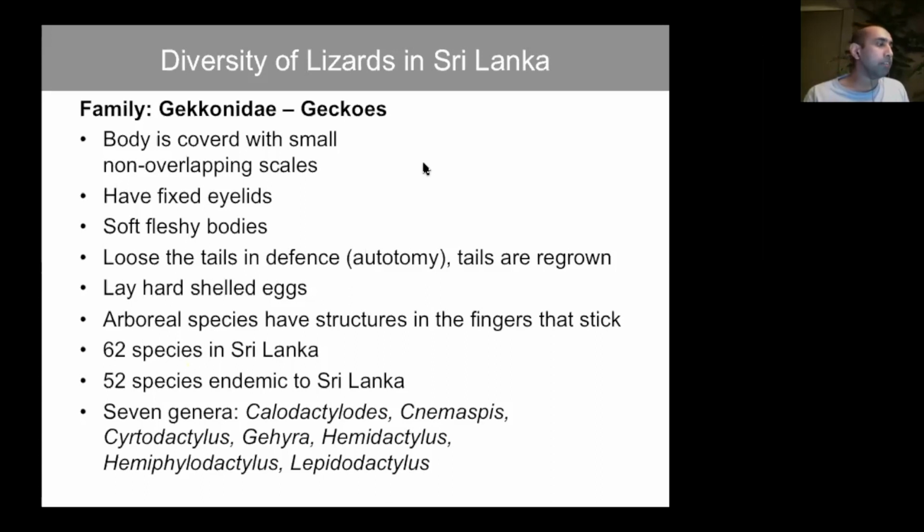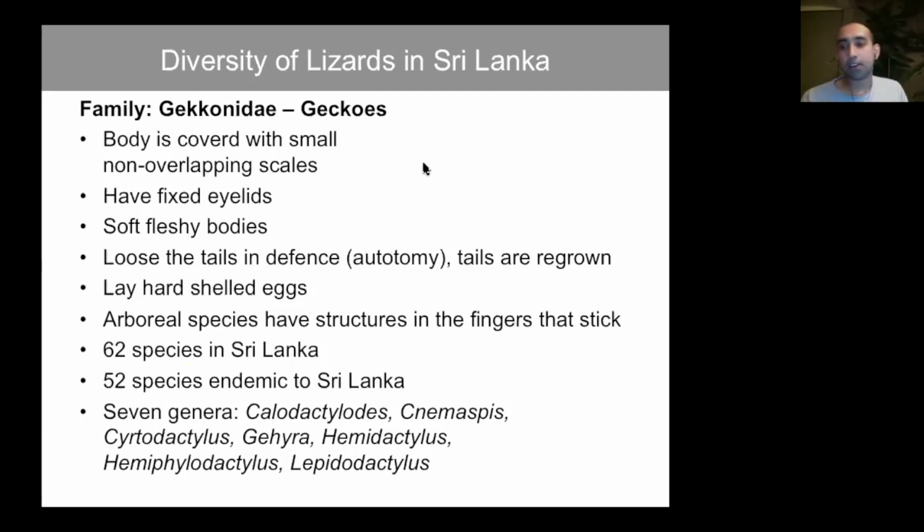This is the most diverse group of lizards in this country. Their bodies are covered with small non-overlapping scales, and they have fixed eyelids. Because their bodies are covered with non-overlapping scales, geckos usually have fleshy bodies compared to other lizards in Sri Lanka. And geckos also lose their tails in defense, right?